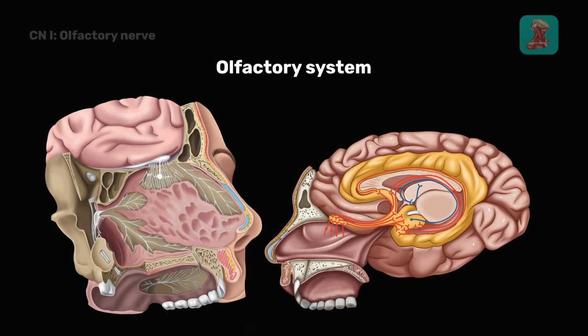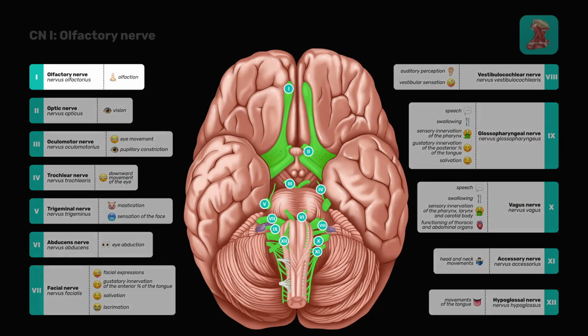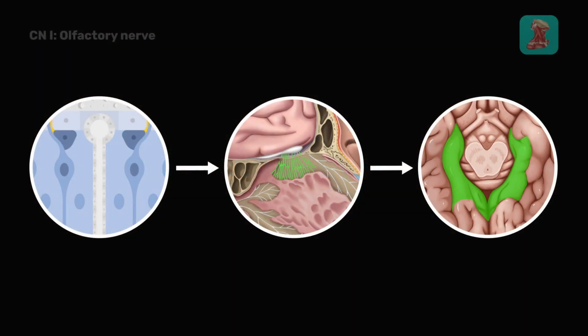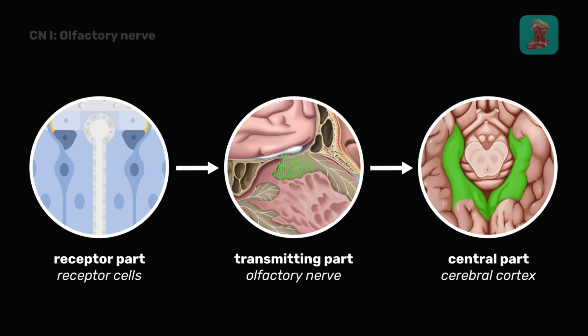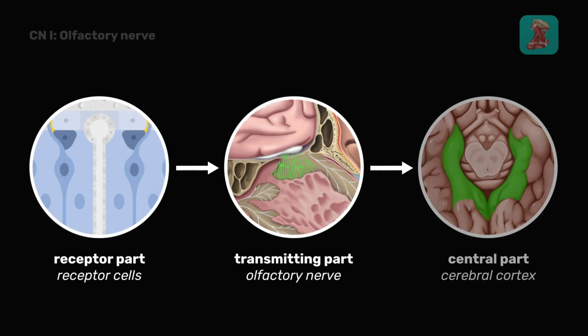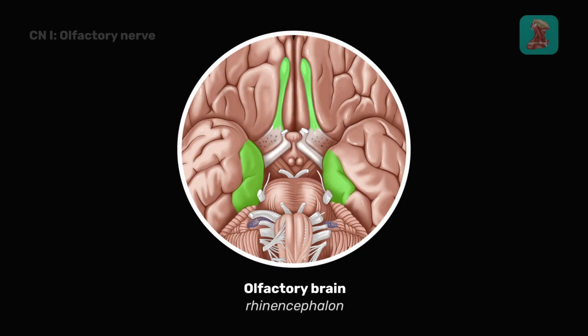In this video, we will discuss the anatomy and functions of the olfactory system, as well as the olfactory nerve as one of its main components. The olfactory system, like any other sensory system, consists of three parts: receptor cells, transmitting structures, and central or cortical structures. We also need to know the term rhinencephalon, or the olfactory brain, which stands for the whole complex of structures of the central nervous system responsible for olfaction.